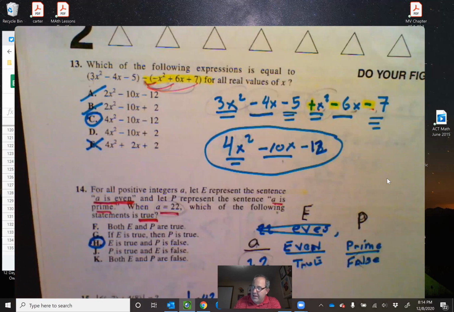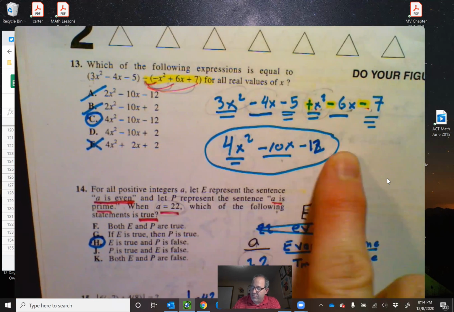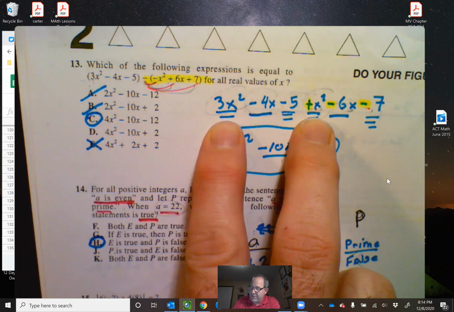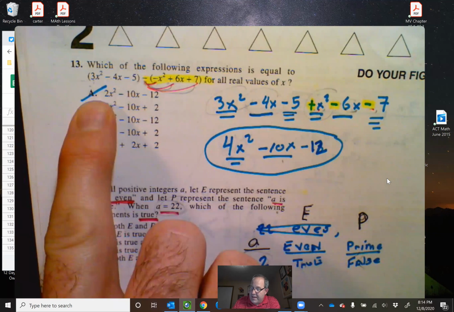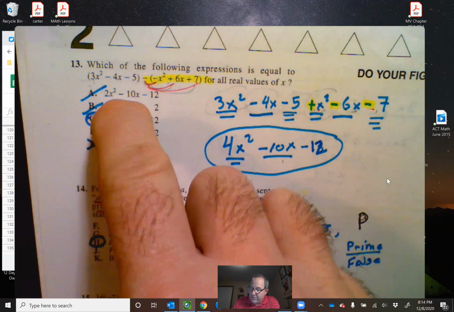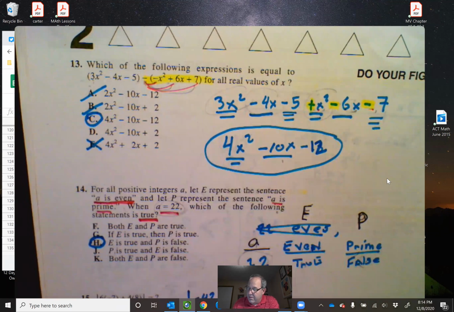When we combine like terms, we wind up with this, right? Put together the x squareds. 3x squared plus x squared is 4x squared. That gets rid of A and B because those are not 4x squareds. And similarly, all the way on down the line.